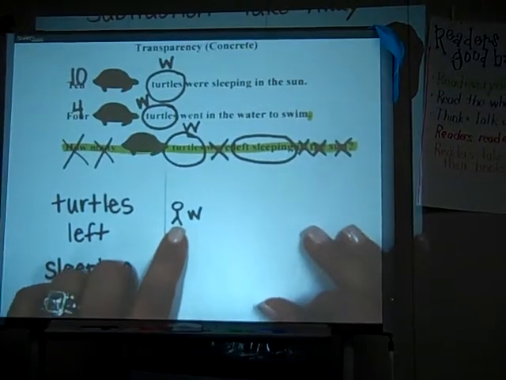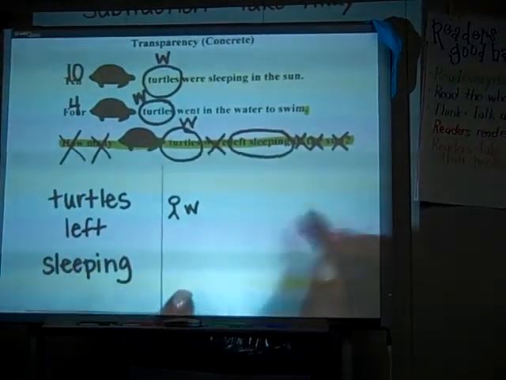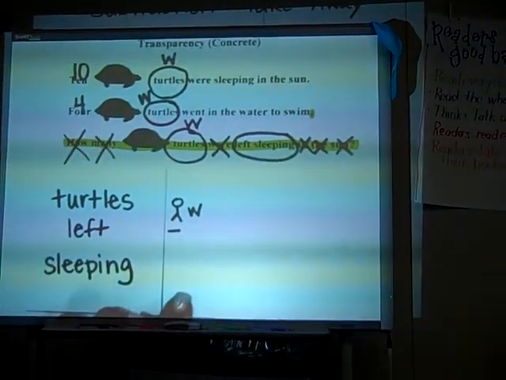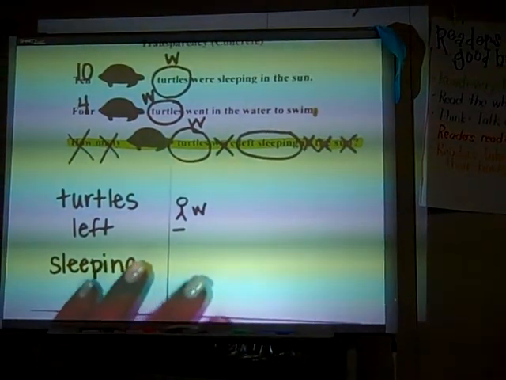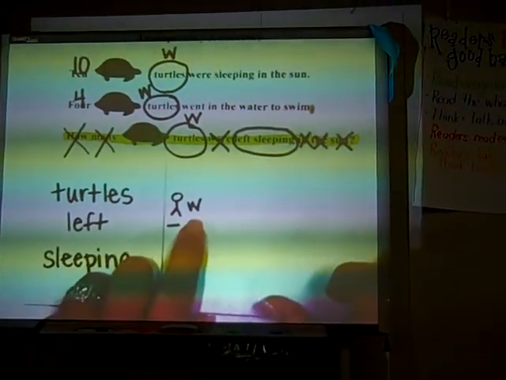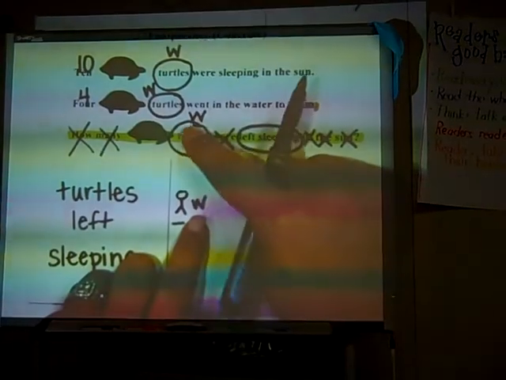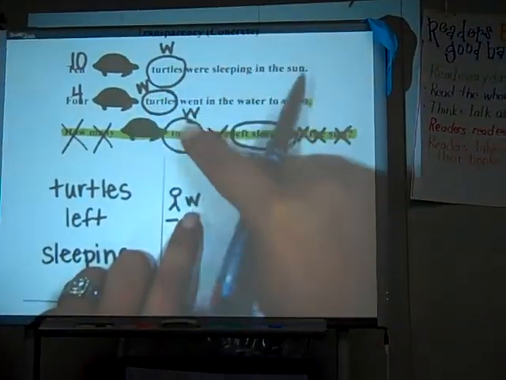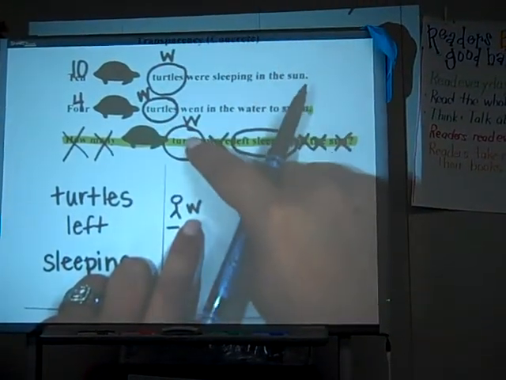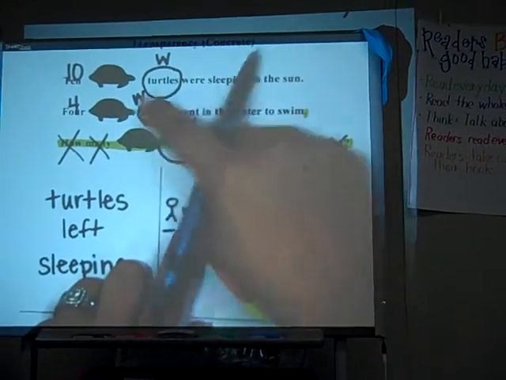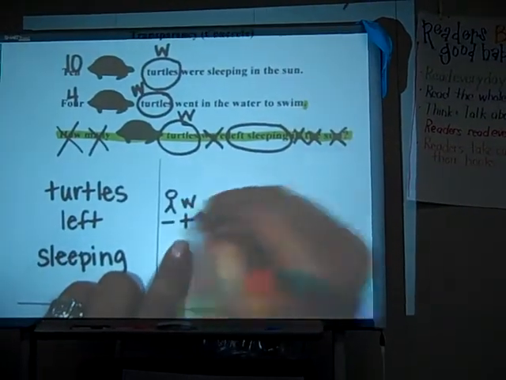But in this story, there's no who. So when there is not a who, we just put a little line there to show that there is no who in this story. Then we look for our what. Students should be able to find wherever they put their what. That is the what that I'm talking about. And our what is our turtle, so I put a T for turtle.